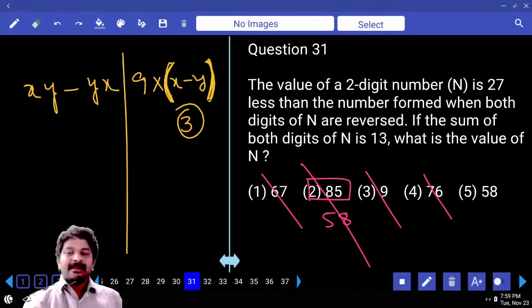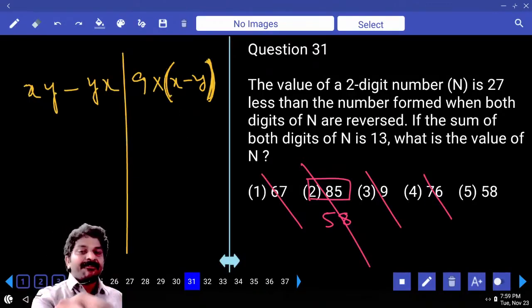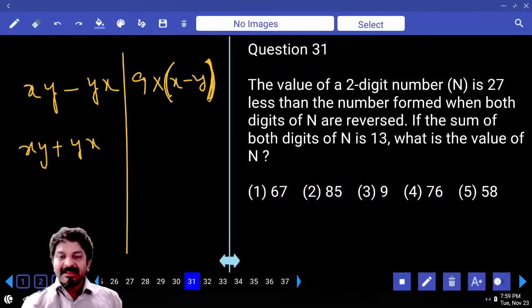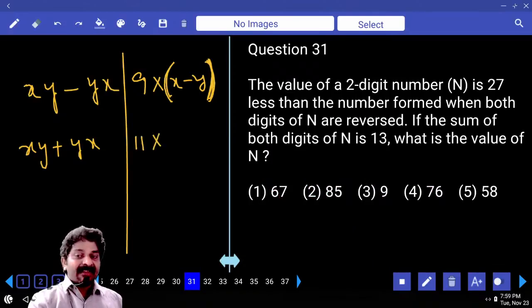Now the sum of the original two digit number and the number obtained by interchanging the digits must always be a 11 multiple.